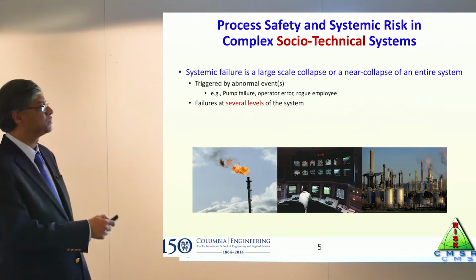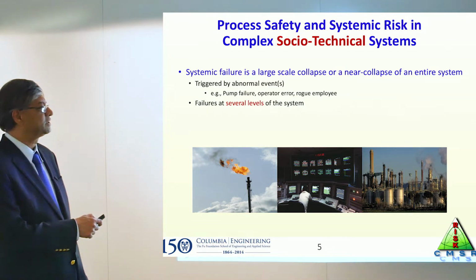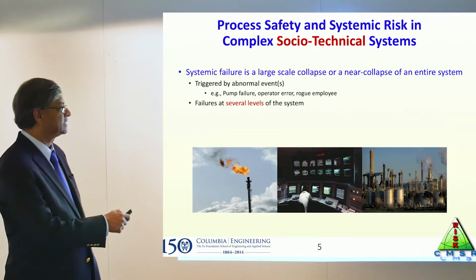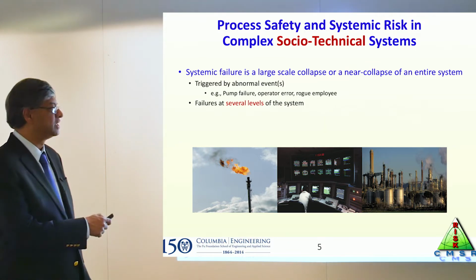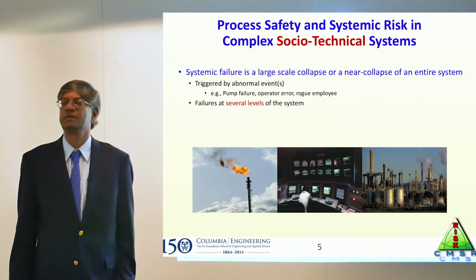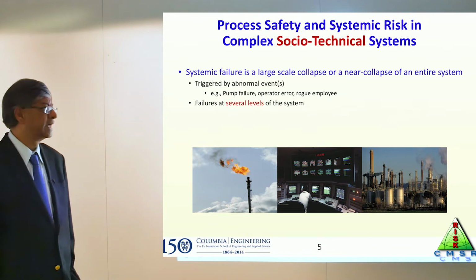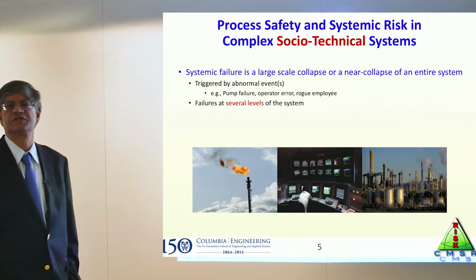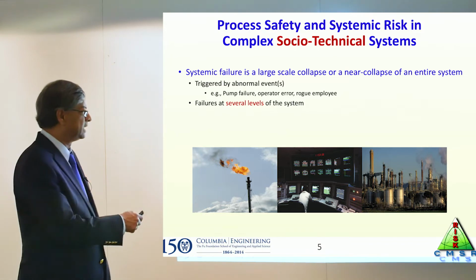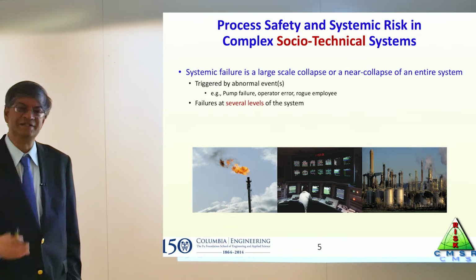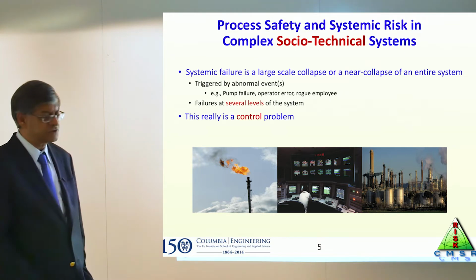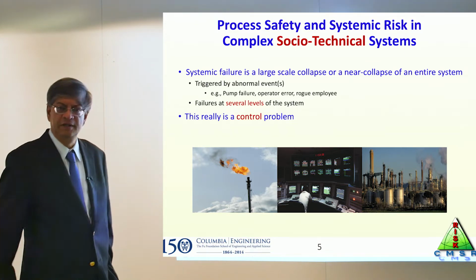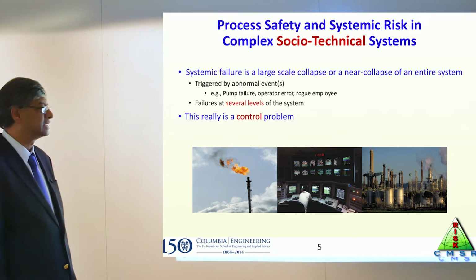Before we jump to that, I just want to highlight this particular aspect of process safety and systemic failure in complex socio-technical systems. Usually systemic failures are large-scale failures that are triggered by some event or a series of events, such as a pump failure, operator error, or a rogue employee making a decision, and so on. And usually systemic failures such as Bhopal, India, or the BP oil spill are accompanied by failures at different layers, at all these several levels which we saw in the previous slide. And this is really a control problem, even though the control community hasn't typically looked at this from that perspective.